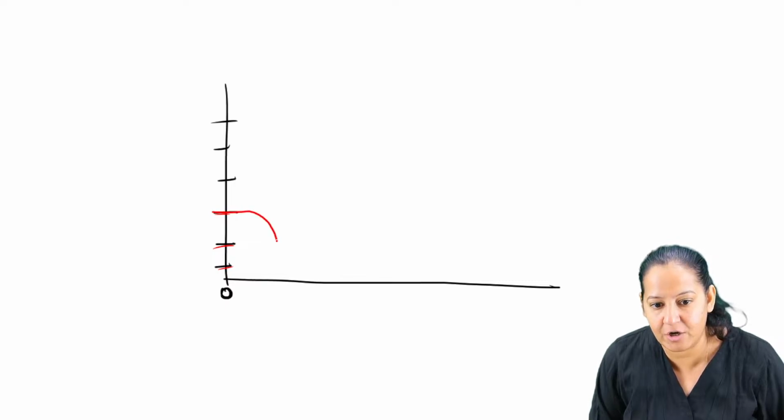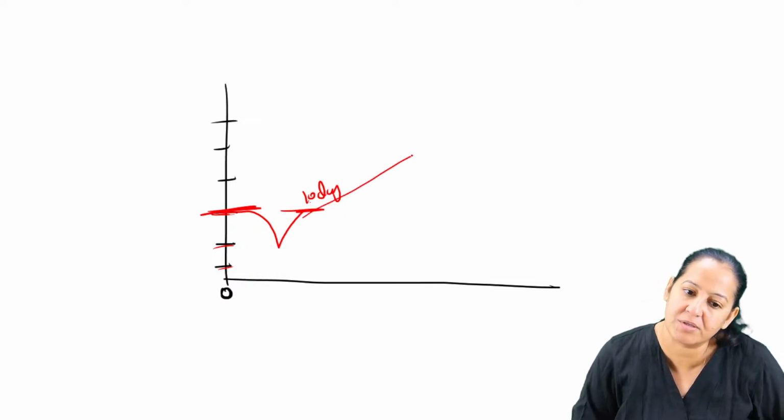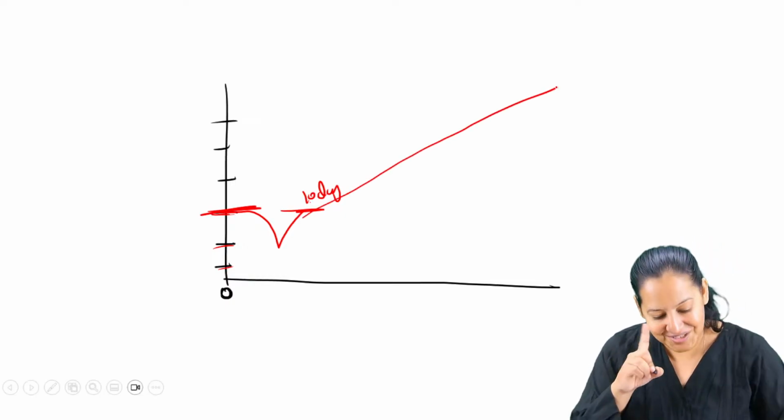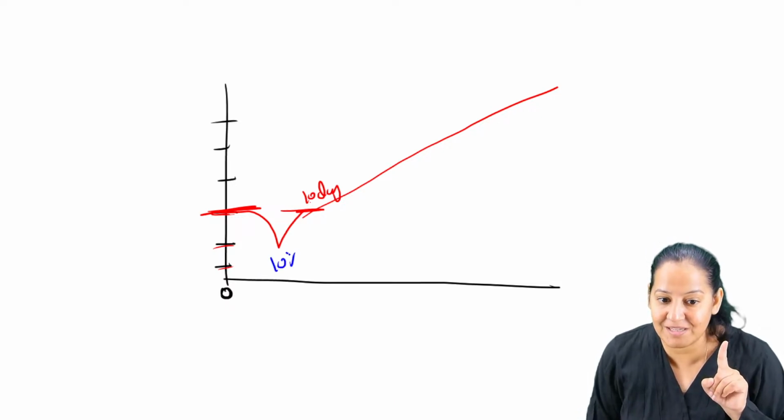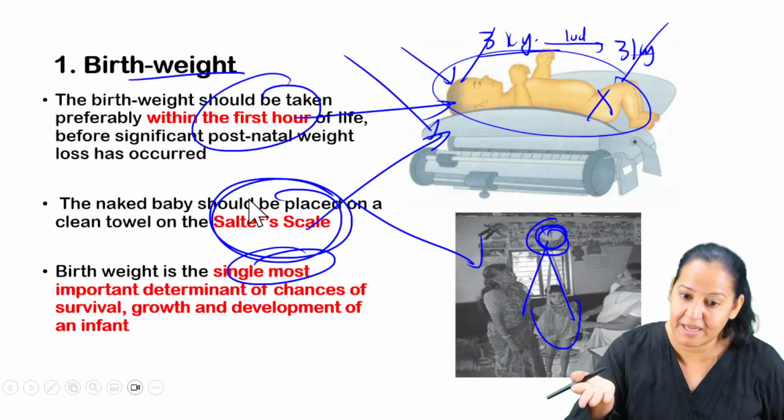So initially the weight drops 10%. Then again it rises and becomes the birth weight on the 10th day. So this is the 10th day. On the 10th day, it is the same as birth weight. And after that, it constantly rises. So you should know this dip. 10% fall occurs in the first 10 days, and on the 10th day, it again becomes equal to the birth weight.